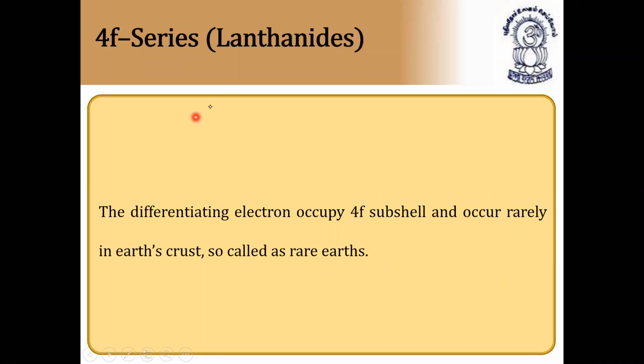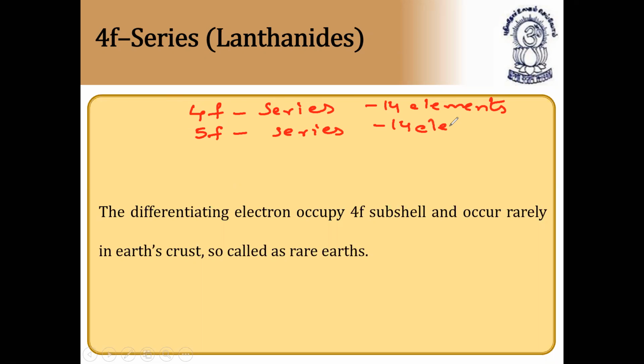Now, F block elements consist of mainly two series. One is the 4f series, another is the 5f series. The 4f series consists of 14 elements, and the 5f series also consists of 14 elements. So 14 elements each. These are placed separately in the periodic table.